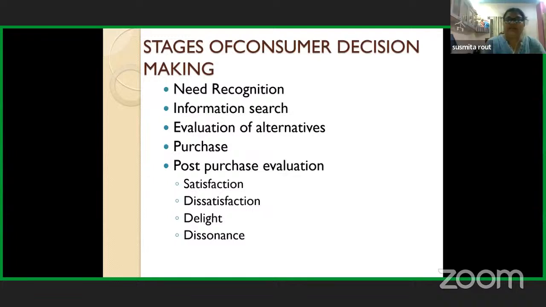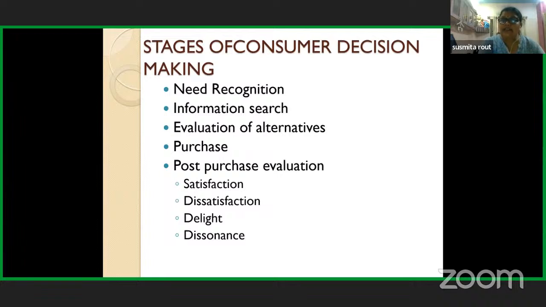So after making the purchase, the marketeer's interest doesn't end with the consumer having paid. The marketeer's interest continues. Marketeers are also keen to know what the post-purchase behavior or the post-purchase experience of a consumer is. Many marketing strategies have been developed based on the post-purchase behavior or experience of a consumer.